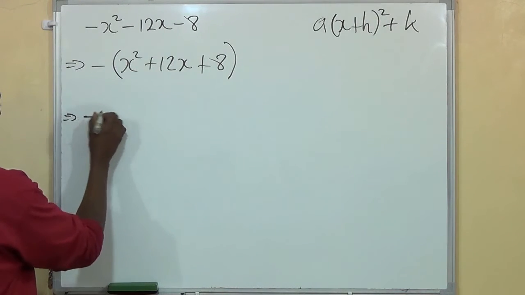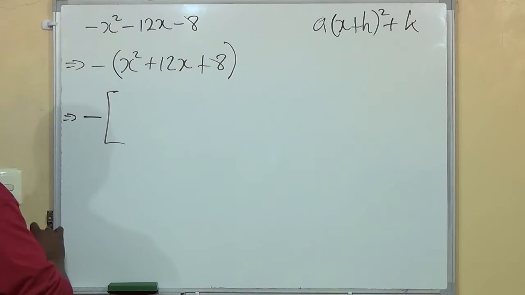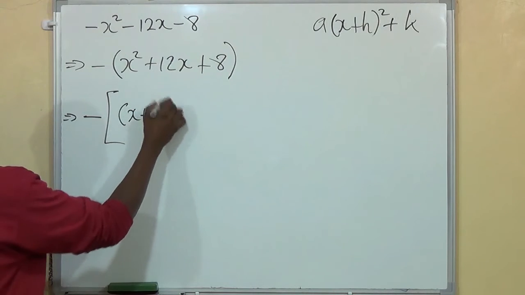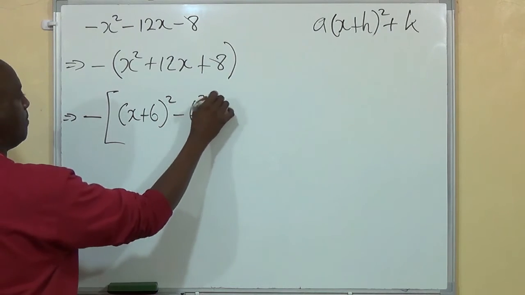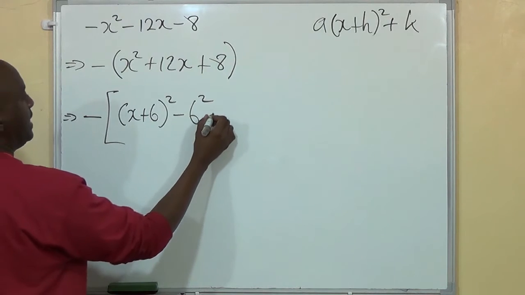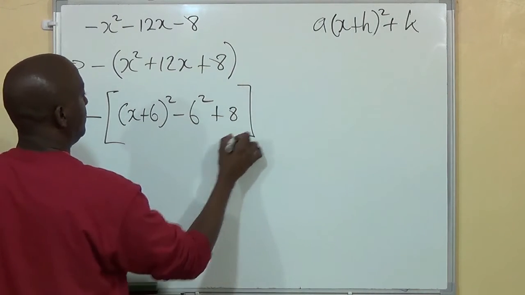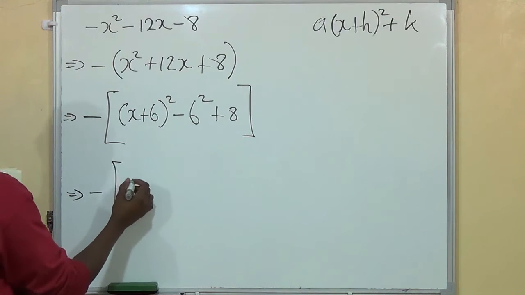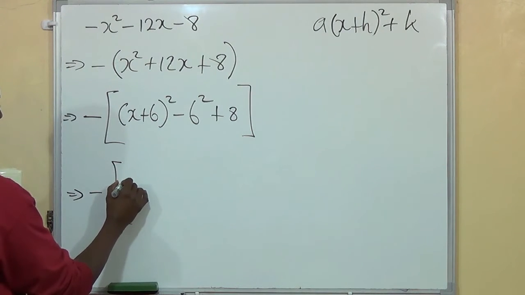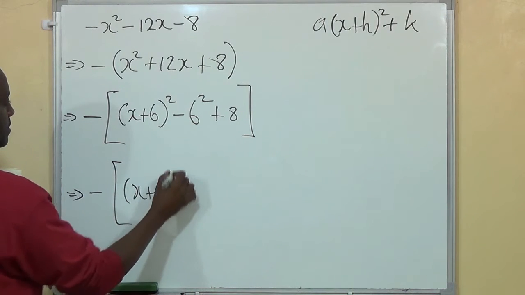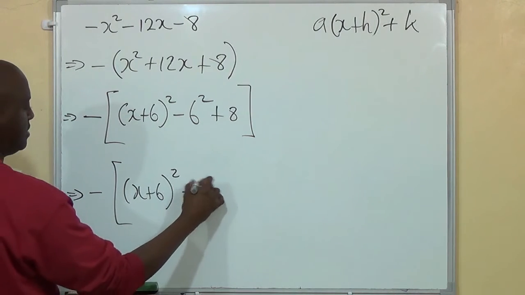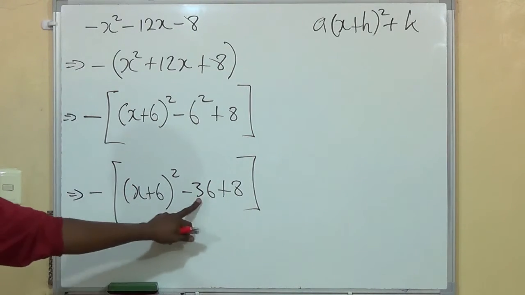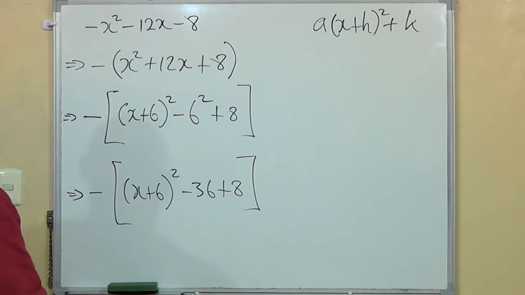So we have minus on the outside and we introduce the square brackets here now, because x squared plus 12x, remember, is x plus 6 all squared minus 6 squared, and then we add back the 8 over here. And we come in again and we have the minus sign outside still, and we will get x plus 6 all squared. 6 squared is still 36, plus 8. Minus 36 plus 8 is minus 24.